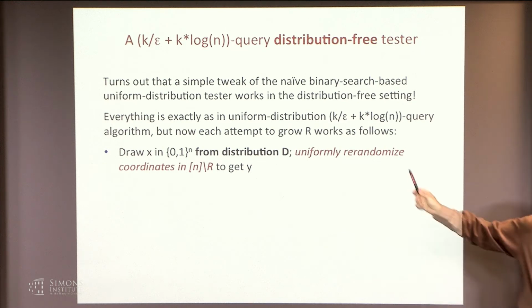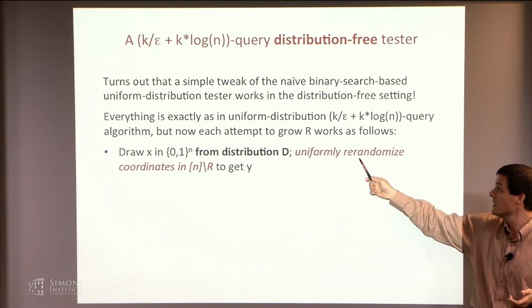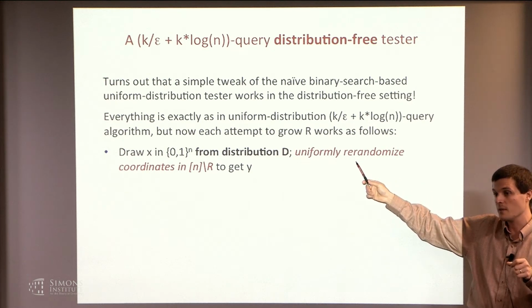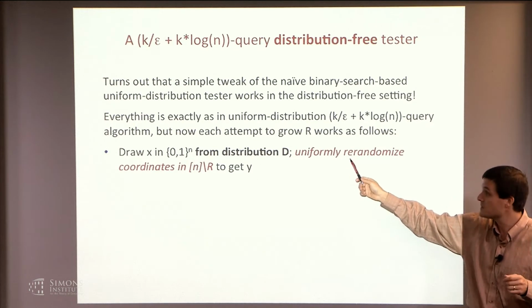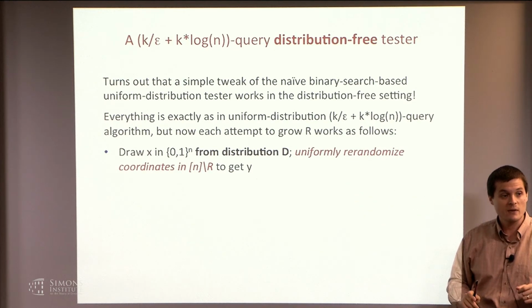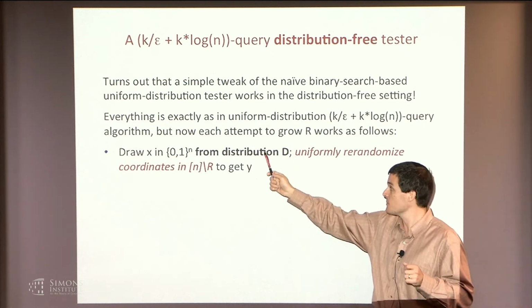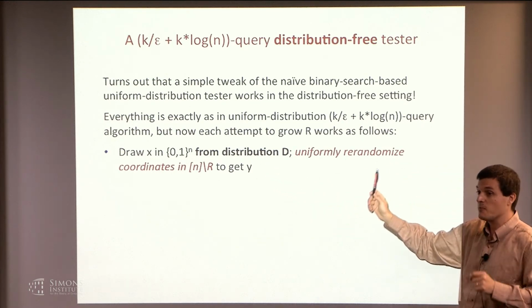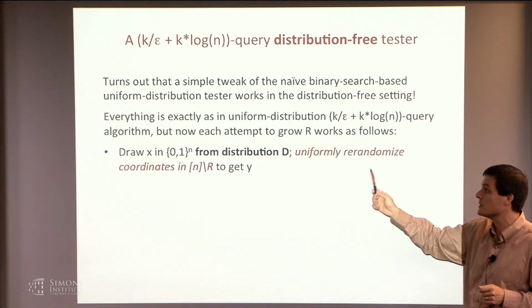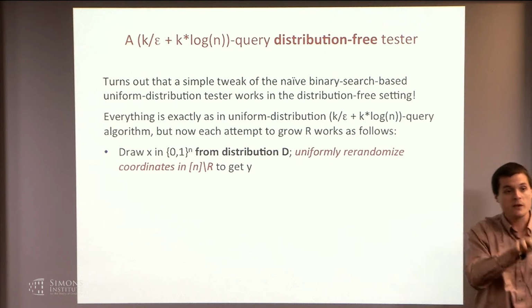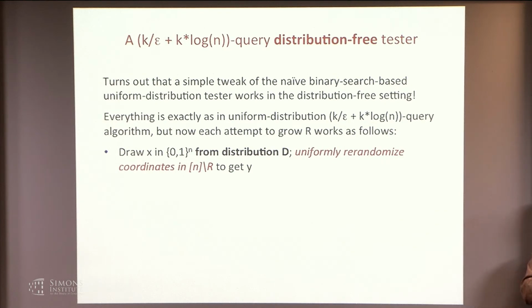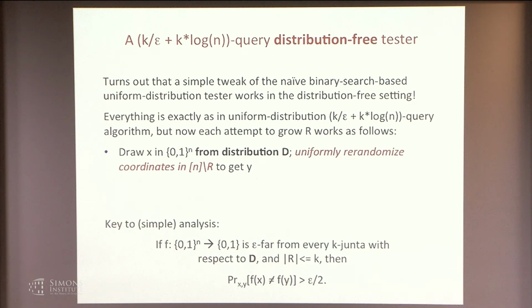What you do for y is you uniformly re-randomize, just as before. This is highlighted in red because it's important for what's coming up, but the red italics part is exactly the same as the uniform algorithm. The change is that you draw x from distribution D, and then you do everything as before. But this is the key thing: you have to be able to uniformly re-randomize all the coordinates outside that set of relevant variables. If you can do that, then there's a simple structural result, and it just goes through.